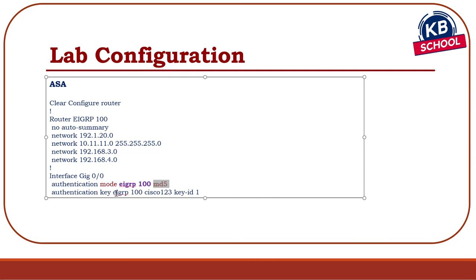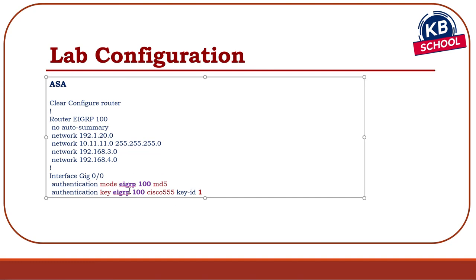The mode I'll put in this color so you guys can see it in your document a little better. So the key goes with this guy over here, Cisco 123. Actually, it is Cisco 555. That's what I used. And the key ID is 1. That's okay. This one we need to put in this color so you guys also can make a distinction. So that's how I do the authentication on the ASA.